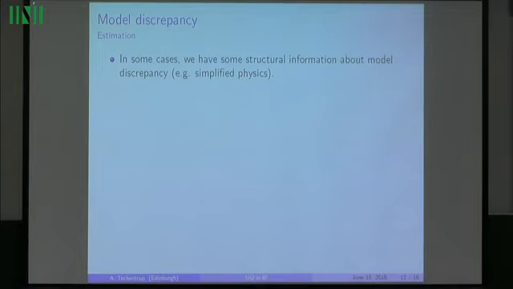So the model discrepancy is supposed to model the difference between your mathematical model and the real world. So how do you put a distribution on that? In some cases, you actually do have some structural information about the model discrepancy. You do have some information about the difference between the real world and the mathematical model you're using. That, for example, comes in when you have simplified physics.